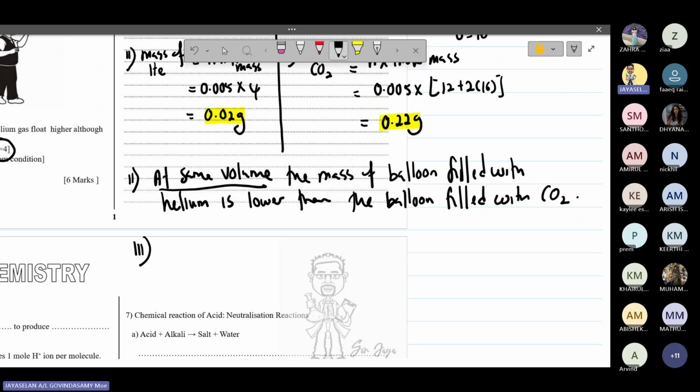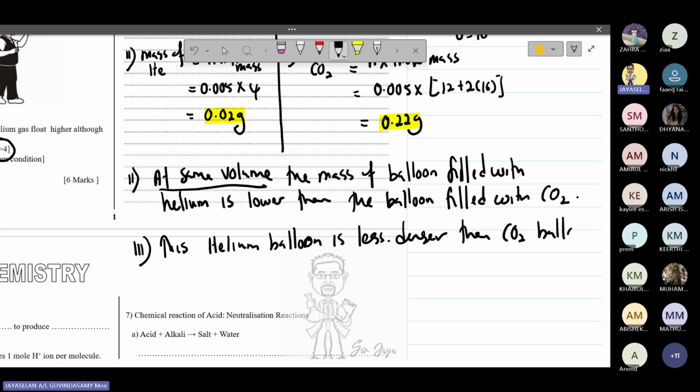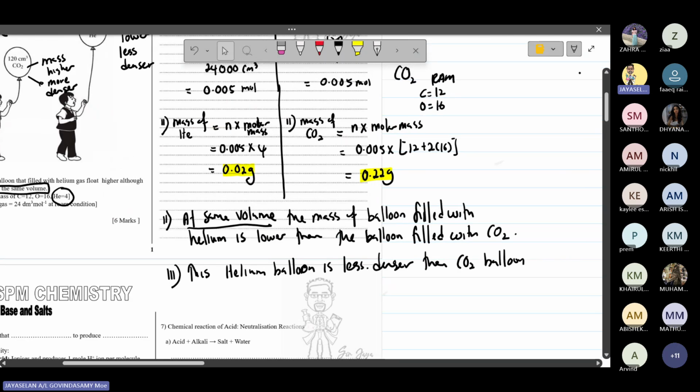Last point, you do what? Thus, helium balloon is less dense, kurang tumpat than carbon dioxide balloon. Therefore, it float higher. So you already score your 6 marks. Any question?